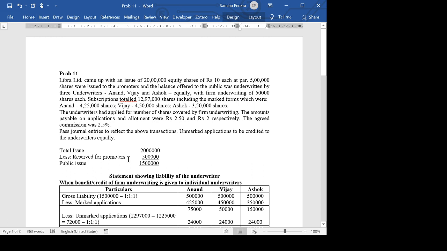Okay, so we have solved the problem, whatever statements we have done, we have just handled 15 lakhs. But when we're passing the entries, we are also going to show an entry for this 5 lakh shares. They're reserved for the promoters, but the promoters also will pay the money. So we are going to show an entry for this 5 lakh shares.